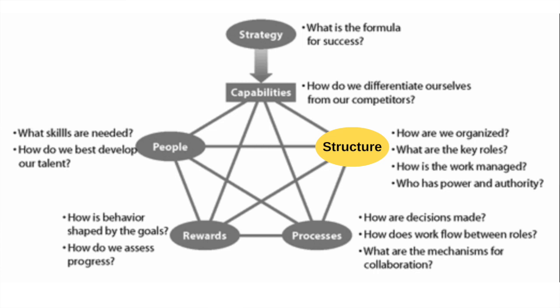The next point of the star is structure. And Jay defines this in a fairly traditional way. It's really the power and authority of the organization. And he defines it in 4 subcomponents. So I want to cover each of those if I could.